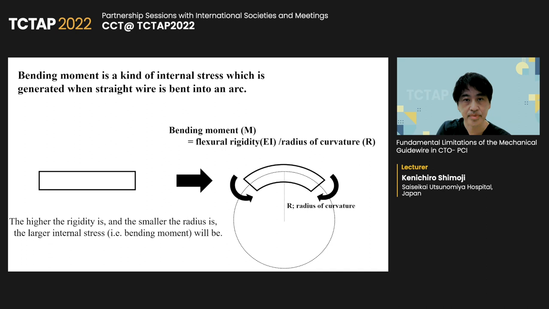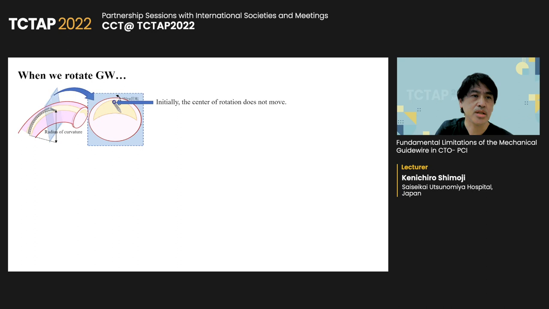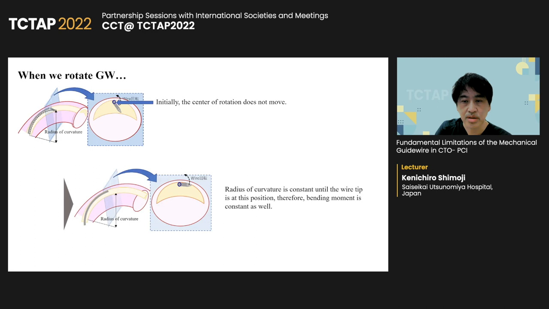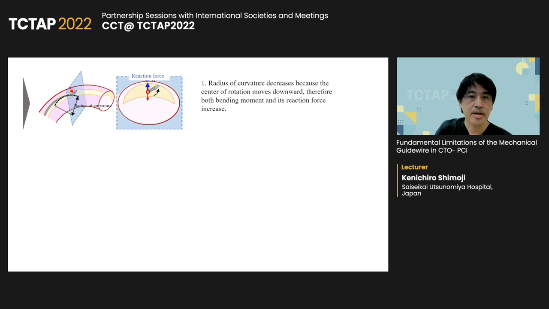In a bent route, we rotate the guide wire. When we rotate the guide wire like this, initially the center of rotation does not move. Then radius of curvature is constant until the wire tip is at this position. Therefore, bending moment is constant as well. Then the radius of curvature decreases because the center of rotation moves downward like this. Therefore, both bending moment and its reaction force increase. Reaction force starts to act as a resistance, I mean, a brake for guide wire tip rotation.